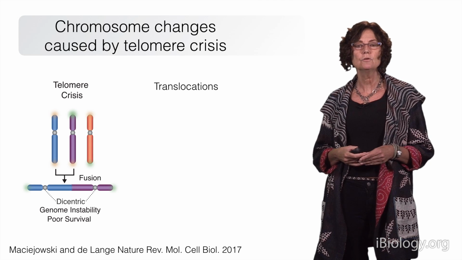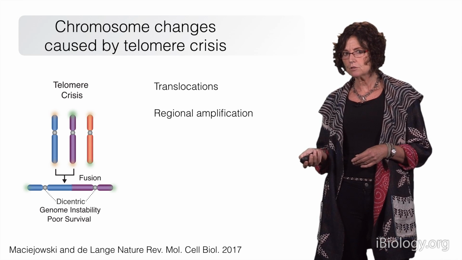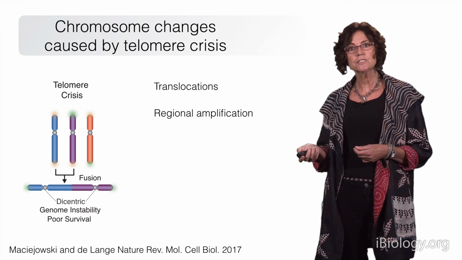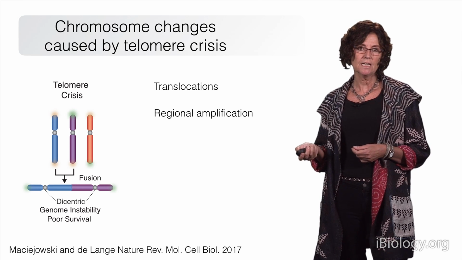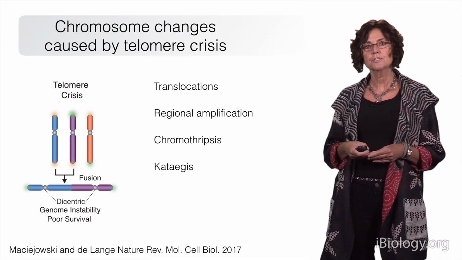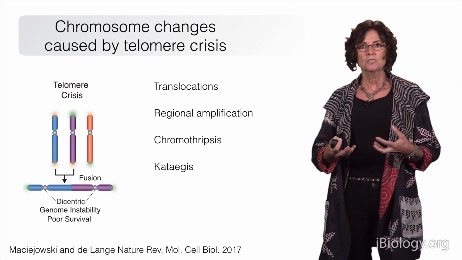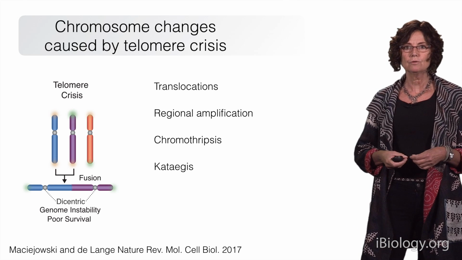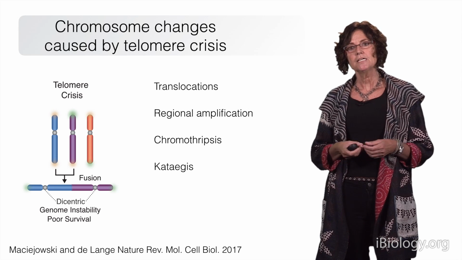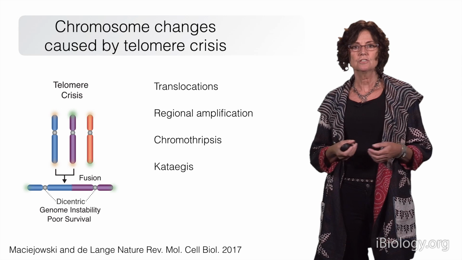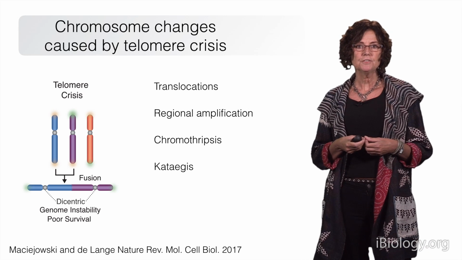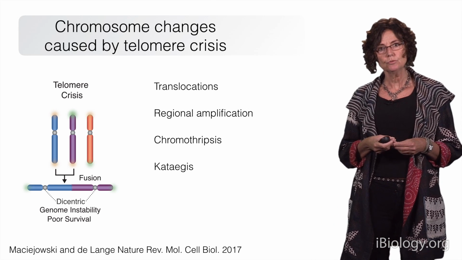This was shown by Ron DePinho, modeling in the mouse. We know that regional amplification can occur as a consequence of telomere crisis. We've recently shown that two new phenomena in cancer genomes, chromothripsis and kataegis, can arise in telomere crisis. Chromothripsis is a massive, sudden shattering of a whole part of a chromosome, and then the pieces are put back together in the wrong orientation and order. Kataegis is a storm of mutations that occur at the breakpoints of these chromothriptic events. These two can be due to telomere crisis.